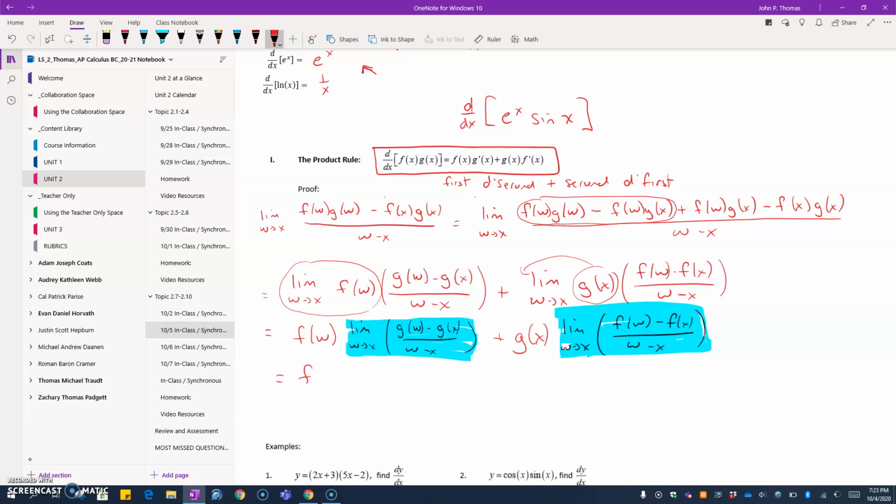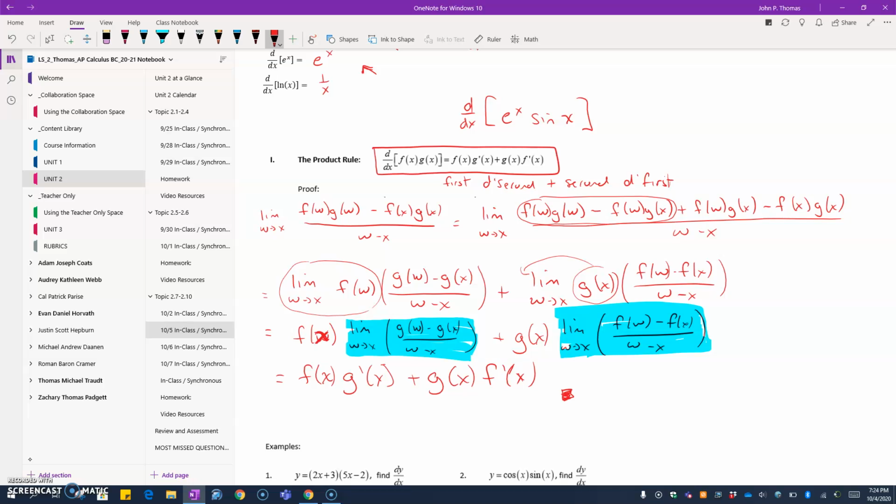So if I simplify it down, and I apologize, as w goes to x, this would actually be f of x when I apply that limit. So we've got f of x, and then this is the derivative of g, so g prime of x, plus, and then here we've got g of x, and that limit goes to an f prime of x. So we get that pattern that we expected, which is first d second plus second d first. That is a formal proof for the product rule. So that is deductive, and it is without a shadow of a doubt. That proves that it definitely is true.